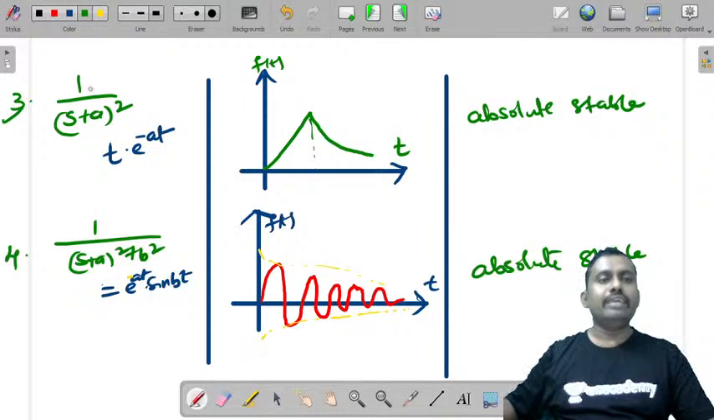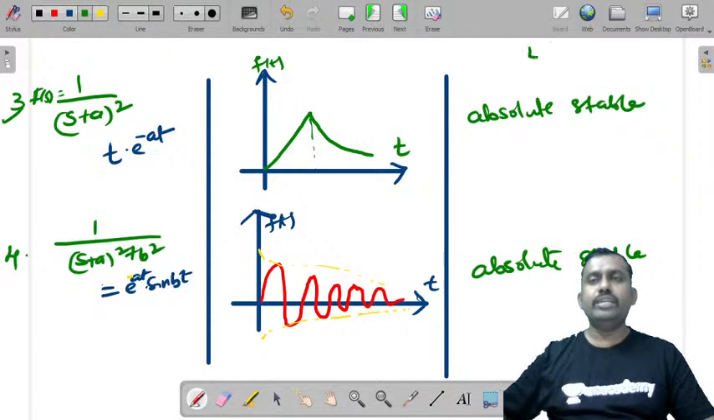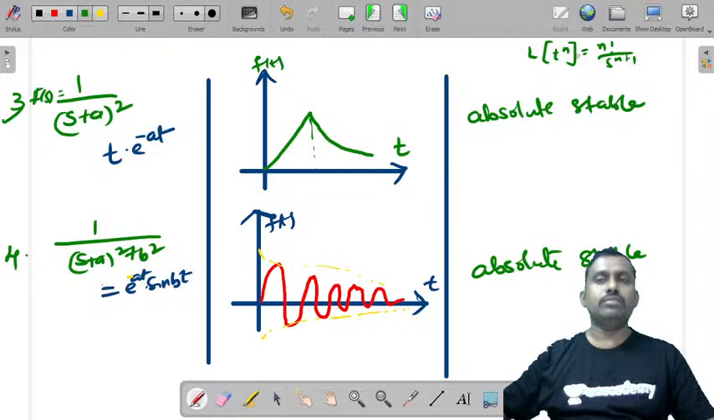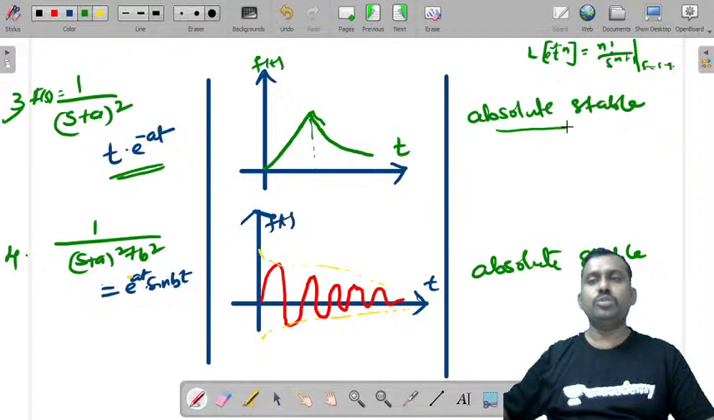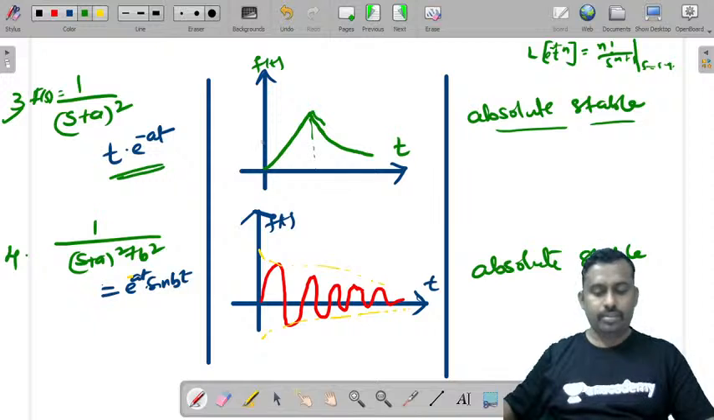Coming to the third one, f of s is 1 by s plus a whole square. It is t into e power minus at, because for the Laplace transform, you need to know that Laplace of t power n is equal to n factorial by s power n plus 1. Apply the first shifting theorem to this, with s equal to s minus a. So you'll get t into e power minus at, where t is a linear function and e power minus at is a decreasing function. This would also be an absolutely stable system.